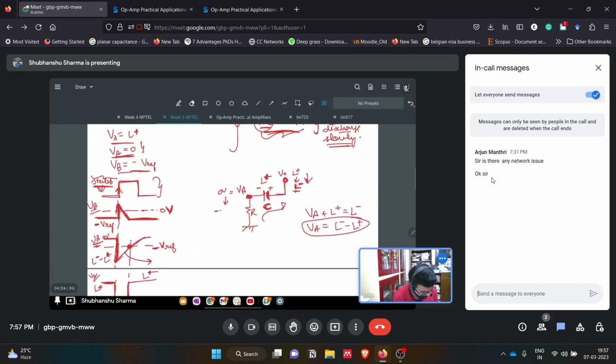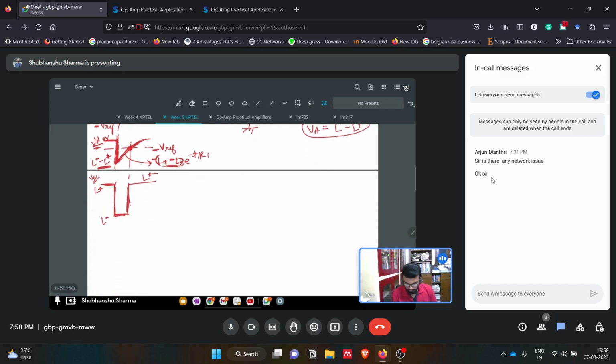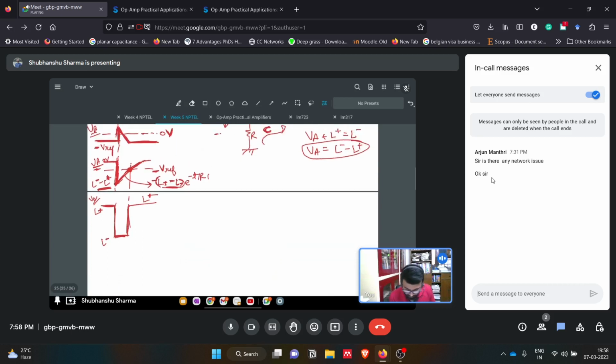So this will be L plus minus of L minus, e to the power minus t by RC. This is the equation for the charging of this capacitance. That is simply the initial voltage, L plus minus of L minus. Here outside it is L minus. That is the initial voltage, into e to the power minus t by RC. So this is how this circuit will look.